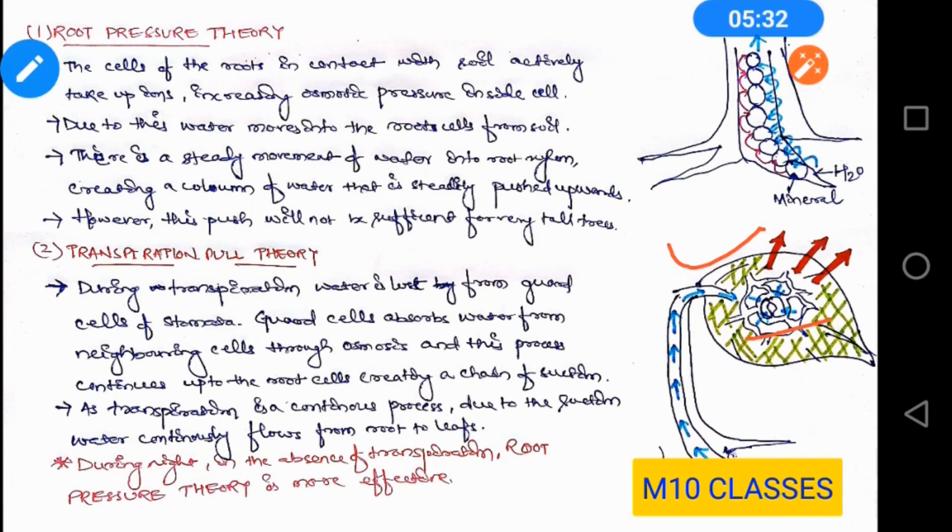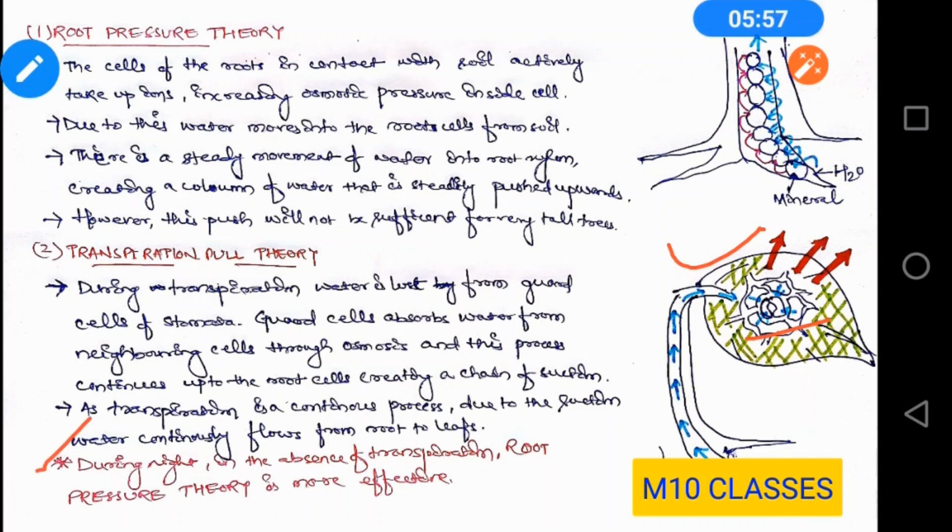As transpiration is a continuous process, this suction will continue till the end of the root cells, and the root cells will gradually suck water from the soil. Now this will create a chain of suction that will always continue. But what is the problem?